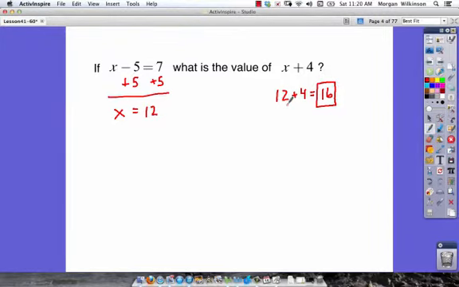When we do these two-part problems, we've got to find our value of x first, substitute it in for our second expression, and then find out how we can simplify it to get our answer.